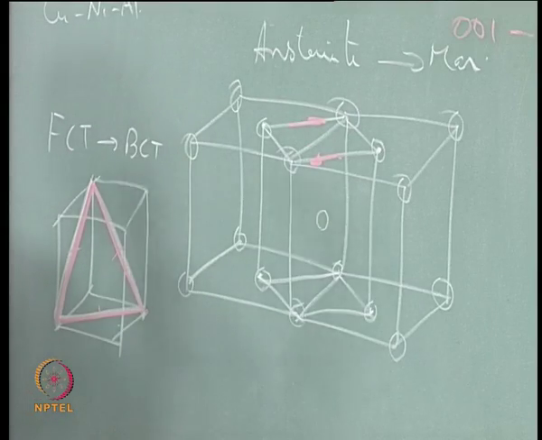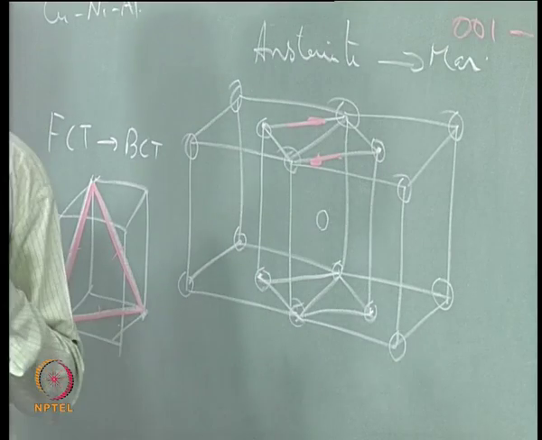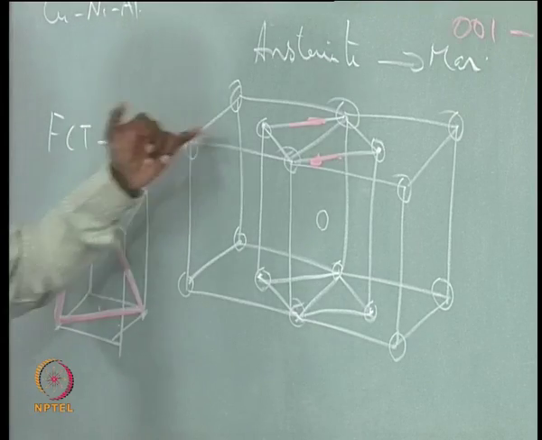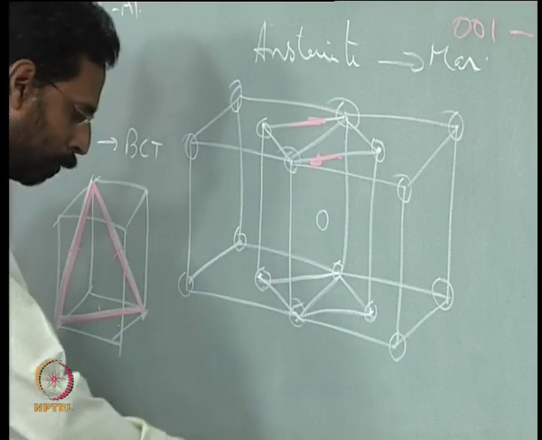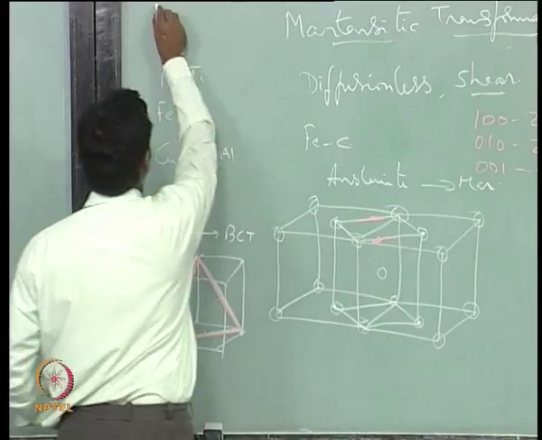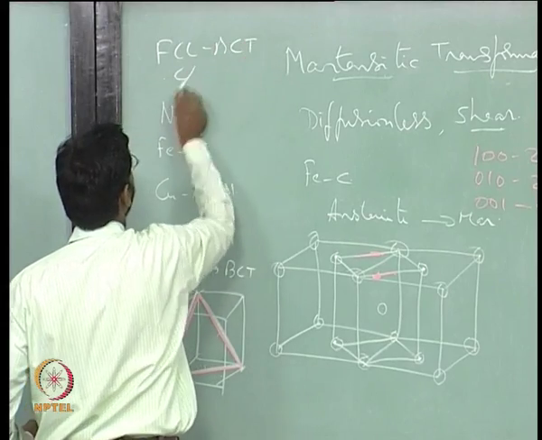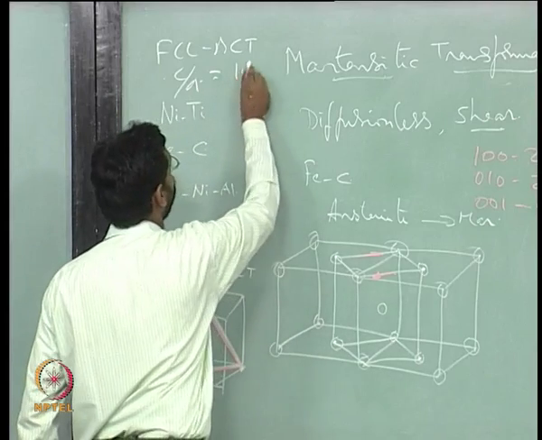If the shear had taken place on any other plane or in any other direction, you would have got some other structure possibly. But because it occurs in the closest packed direction, where atoms are close packed, you would see that it becomes BCT. Once FCC becomes BCT, what is the C by A ratio? 1.414, perfect.